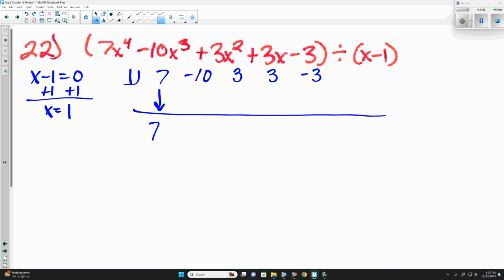Now our first step in doing this here is multiplying by 1. Well, 1 times 7 is, and we put it under the next number. Negative 10 plus 7 is, and now we multiply again. 1 times negative 3 is, 3 plus negative 3 is, 1 times 0 is, 3 plus 0 is? 1 times 3 is? And negative 3 plus 3 is?